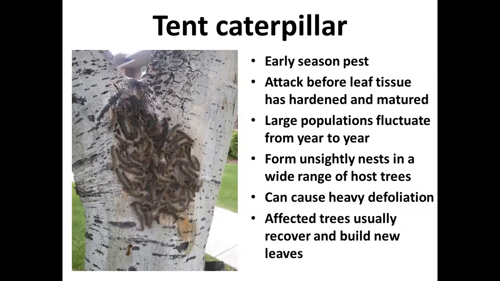Tent caterpillar is one of those that hits really early before the leaf tissue is hardened. And there'll be big fluctuations from year to year. You might have huge populations for a couple of seasons and then they just totally disappear. But they can completely strip out a tree, out in rural areas where you've got aspens, for example. It seems like tent caterpillar can just blow up and strip out leaves from an entire grove of aspen trees. And usually those affected trees recover and build new leaves. It tends to not be a big deal.